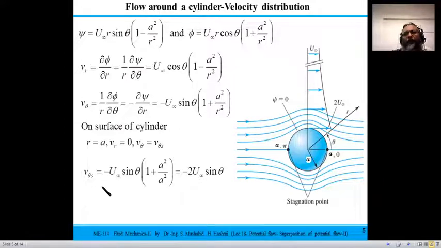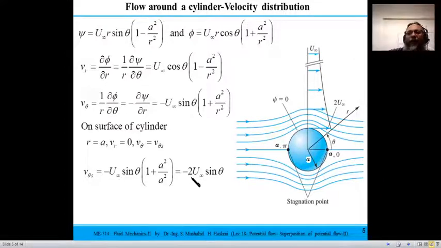So I can easily work out, just substitute r equals a here, and so a squared plus a squared would be 1, 1 plus 1 would be 2. So 2 minus 2 u infinity sine theta would be the expression for the tangential component of the velocity at the surface of the cylinder.